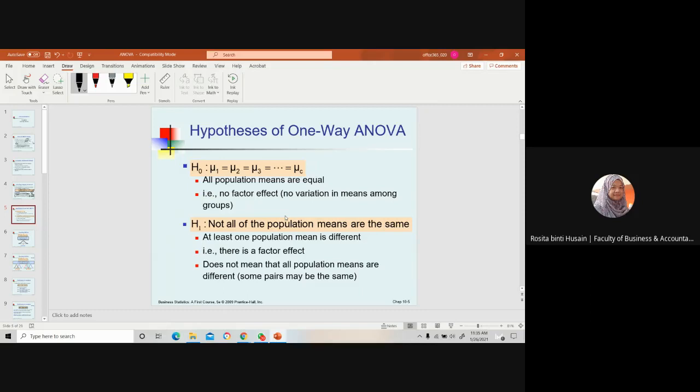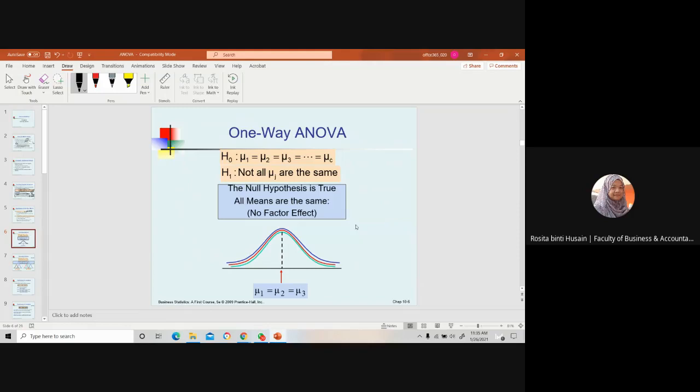Okay. So ANOVA ada hypothesis satu saja, one type. What is C? C is number of group. Group yang kita test dalam ANOVA, number of group. That is C. Okay, this is mean. One-way ANOVA, mean for hypothesis. H0, now you assume that all means are equal. H1, at least one mean is not the same.